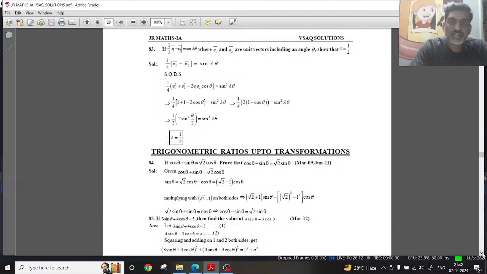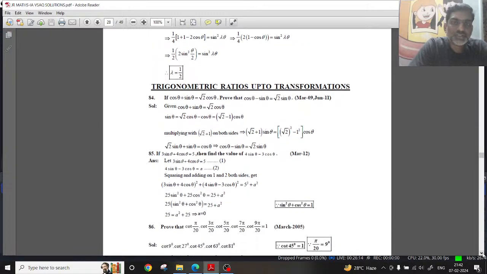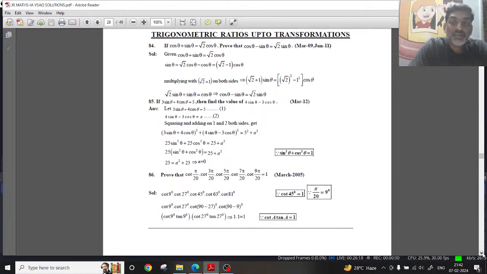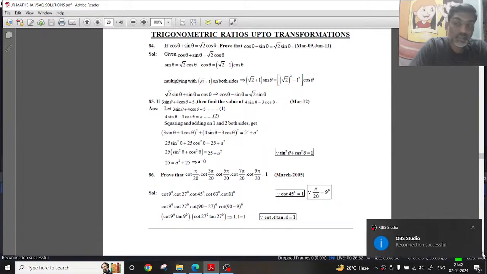Next, trigonometric ratios up to transformations. Trigonometry topic is completely related to the formulas. First learn all the formulas perfectly, then you can do the questions. Anyway, these are almost all the questions which are related to formula only.